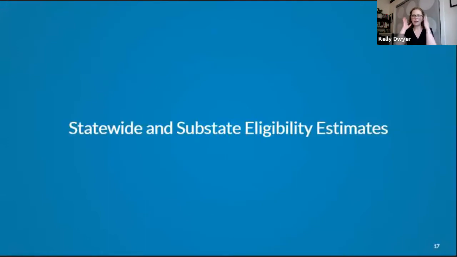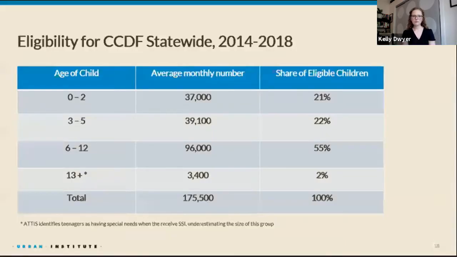So one of the great things about the ADIS model is that we're not only able to see how many children or families might be eligible for a subsidy, but also break down those numbers by characteristics to give us a better understanding of need across the state. So in the average month, we found that about 175,000 children and 100,000 families were eligible for subsidies in Wisconsin statewide.